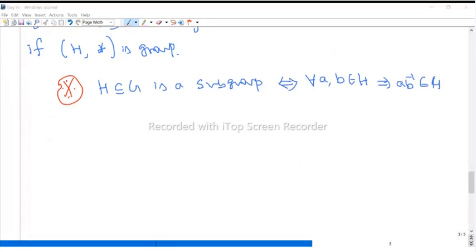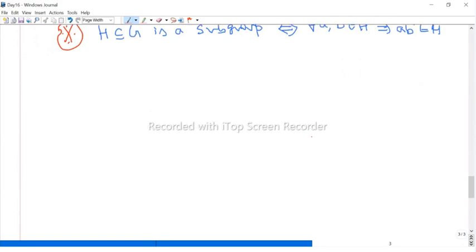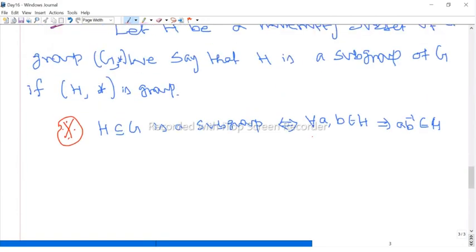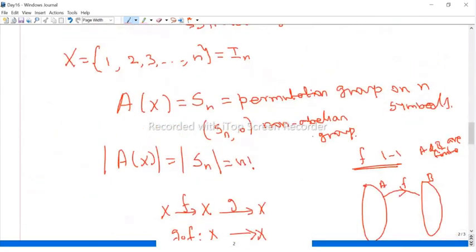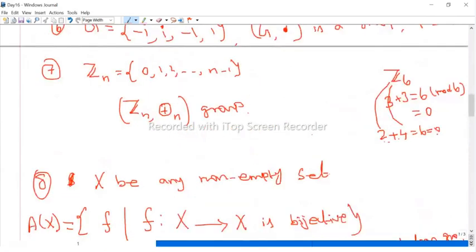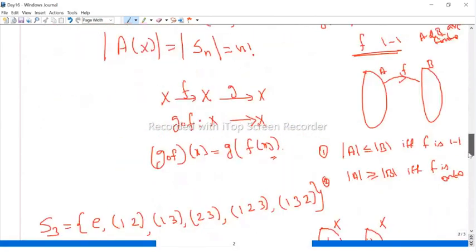So this is a calculation to check whether a set is a subgroup or not. Now maybe we'll discuss some examples. We already discussed some groups, so what are the subgroups of these groups? First we discuss Z. Maybe I can write it here.